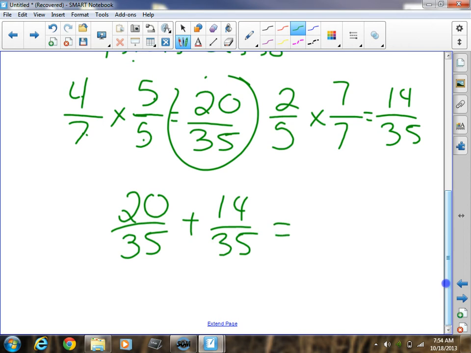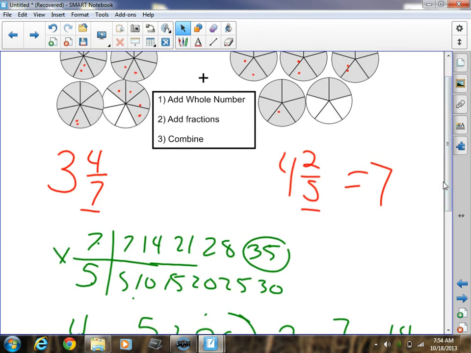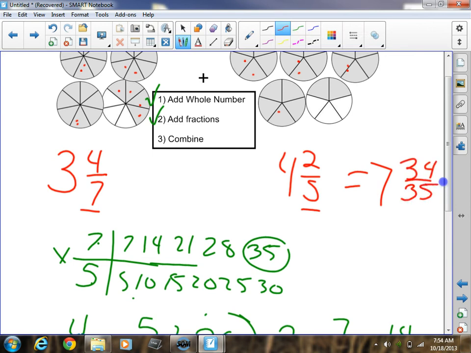And that's going to equal 34 35ths. So now I go all the way back up here. So I added my whole number. Got that done. Check. Now I just added my fractions, and now I need to combine. So my final answer is going to be 7, because that's my whole number, 34 35ths. And that is my final answer for this question. So you see how I once again went through the steps and solved the problem very quickly.